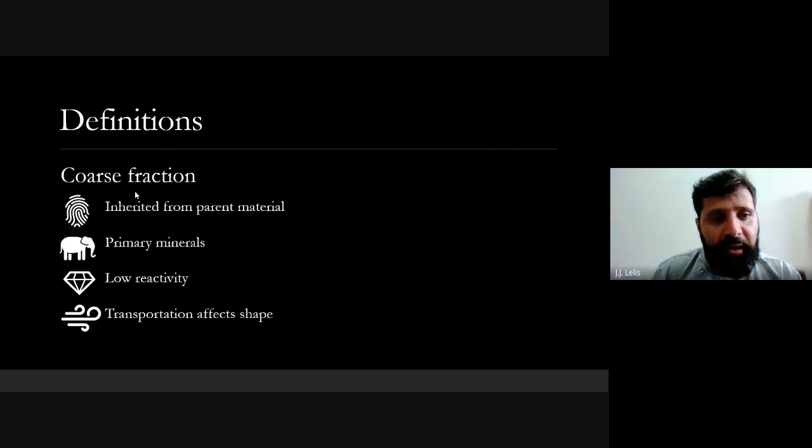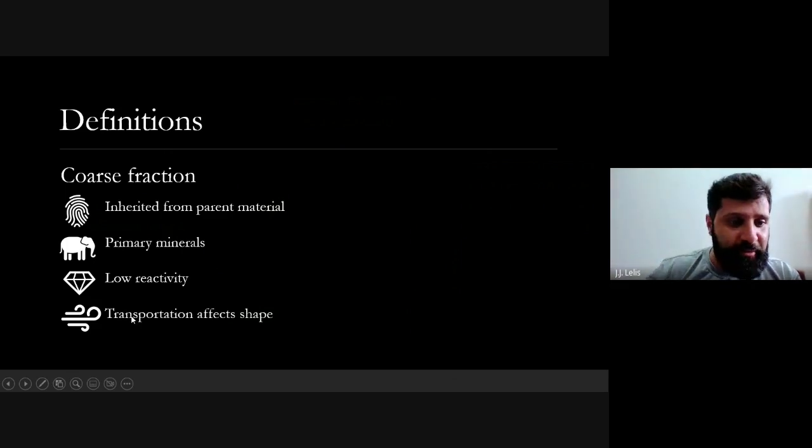The coarse fraction is composed essentially of primary minerals. So it's composed of quartz, but it can also be composed of feldspar, plagioclase, and other minerals. They have a low reactivity because they are very large, so they can't absorb any kind of material. They can't migrate very easily, but they can be moved by some transportation process.